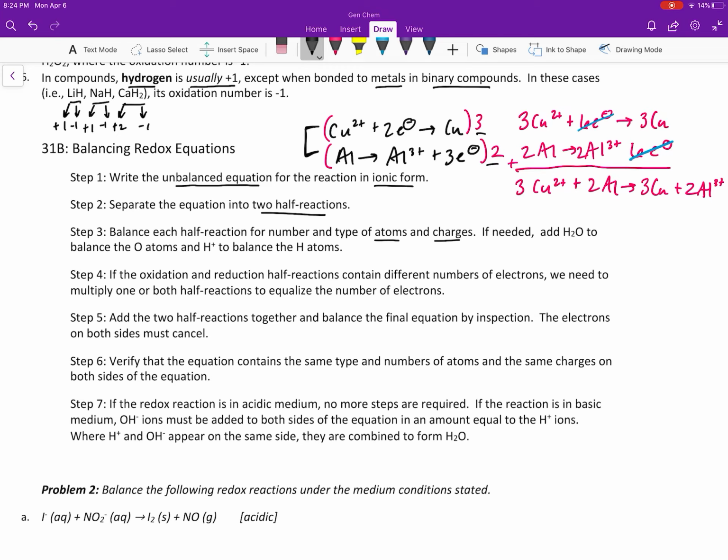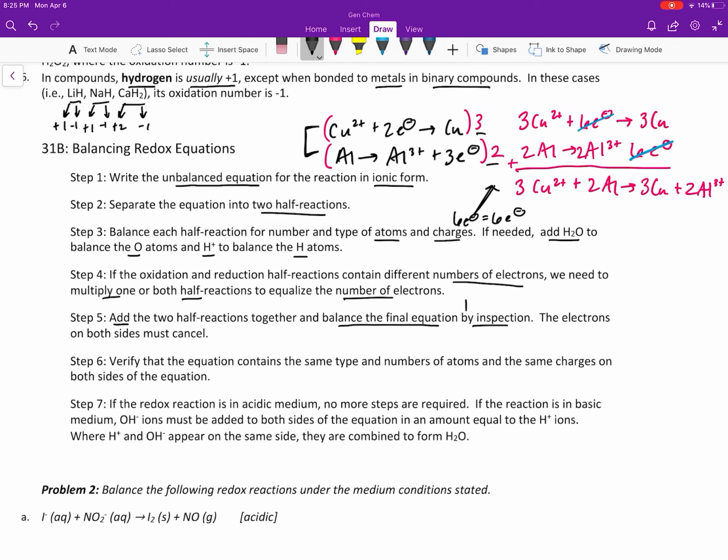If needed, we're going to add water if there are unbalanced oxygens, and we're going to add hydrogens to balance out any hydrogens. If the oxidation and reduction half reactions contain different numbers of electrons, we're going to multiply one or both of the reactions to equalize the number of electrons. That's what we did up here. They had to be 6 electrons on the left and 6 electrons on the right. Then we get to add the 2 half reactions together and balance the final equation by inspection.